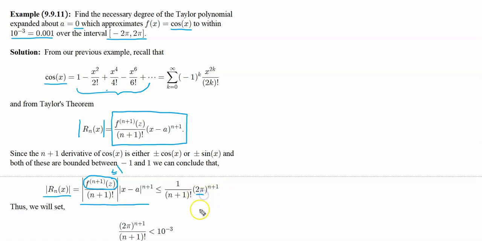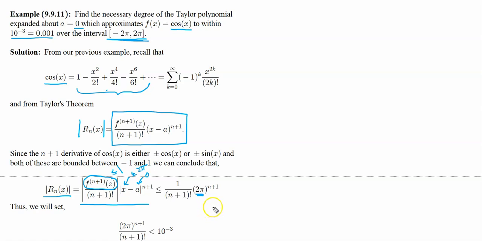Now how did we get the 2 pi right here? Well, keep in mind for this problem the a is 0 and the x is always going to be less than or equal to 2 pi because it has to be in this interval. So the absolute value of x is always going to be less than or equal to 2 pi, right? So that's how we got that 2 pi right there.